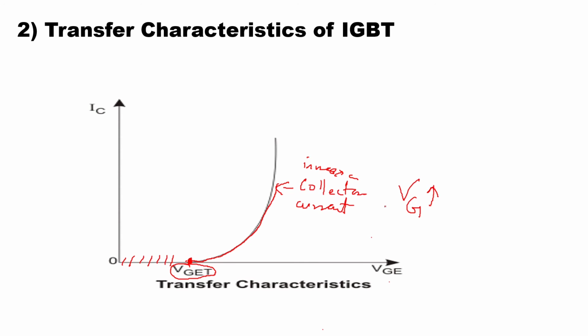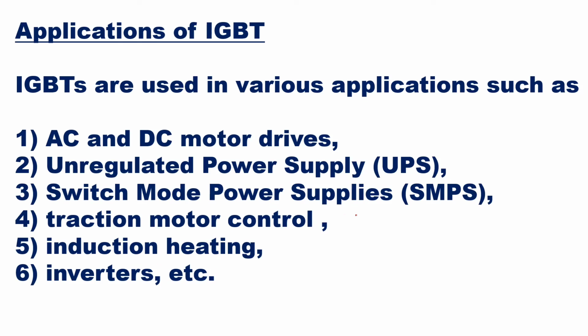The relation between input gate voltage and output collector current gives you the transfer characteristics of IGBT, which is the same as your MOSFET. So we have seen two types of characteristics: one is the drain characteristics, or output characteristics, or static characteristics, and the second is the transfer characteristics. Then we'll go on to see the applications of IGBT.